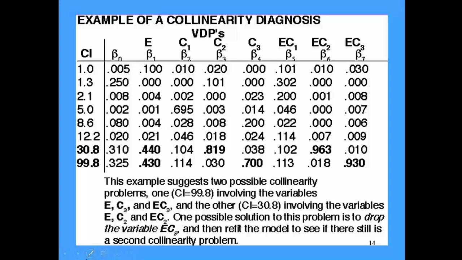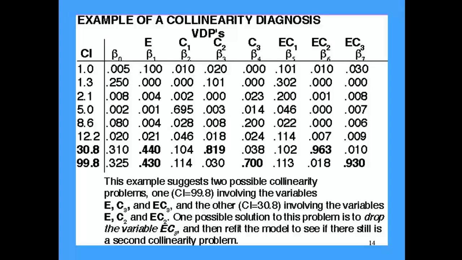Now, let's look at these other numbers. You notice these numbers are in bold. Look at the 99.8. If you want to evaluate where the problem is, you have to look at these things called the VDPs. I'm just looking at the 99.8 row over here. I've put some of these numbers in bold. Which ones did I put in bold? The largest ones. So there are three VDPs that are relatively high compared to the other VDPs.